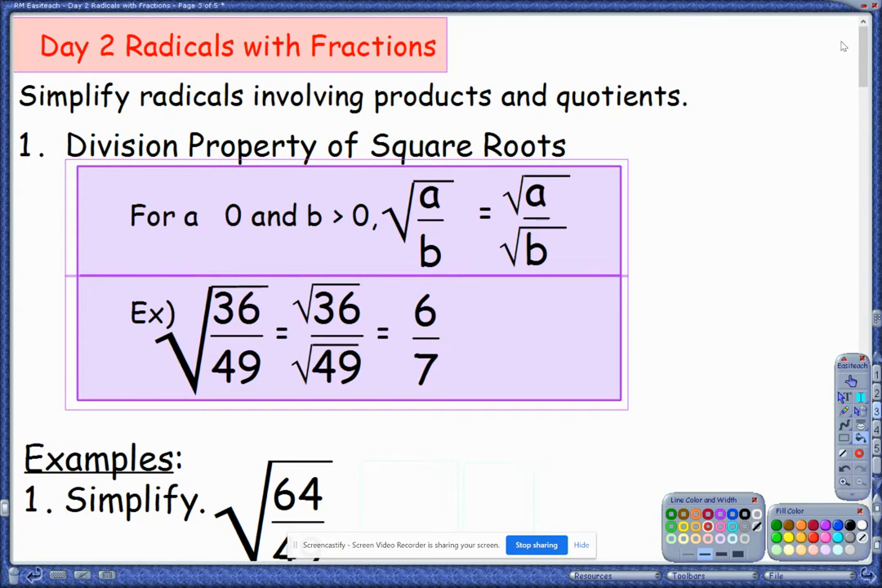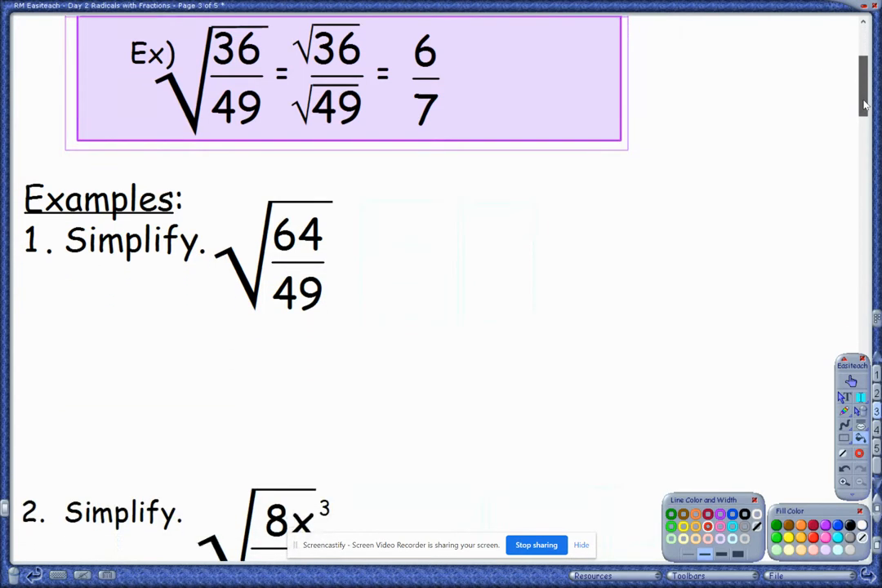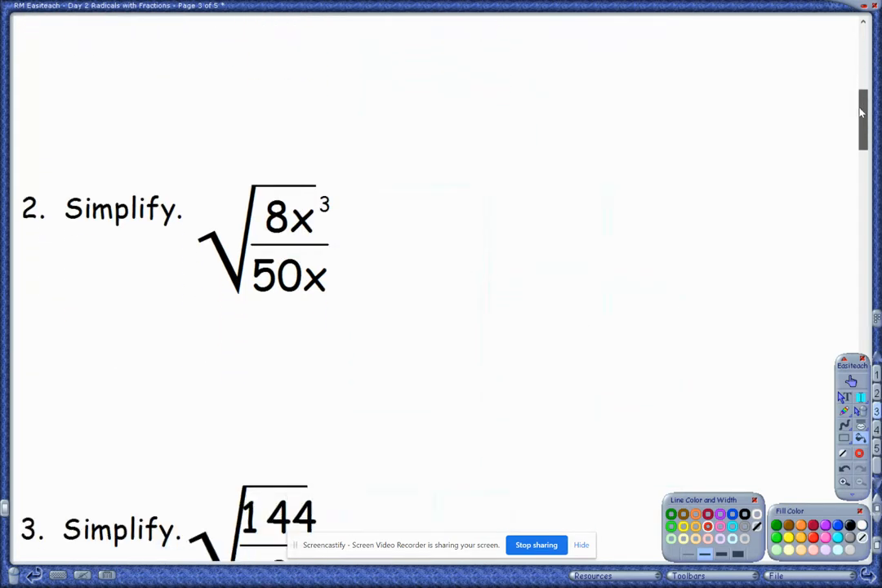So let's try a few. We have radical of 64 over 49. You're going to split the radical to the numerator and the denominator. This one is fairly simple. It just becomes 8 over 7. There is no need to go any further. You can stop right there. No need to make it into a mixed number because I want to see if you know how to do the math. So here's the next one.